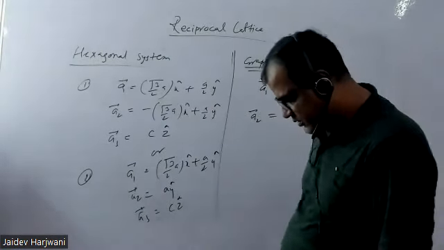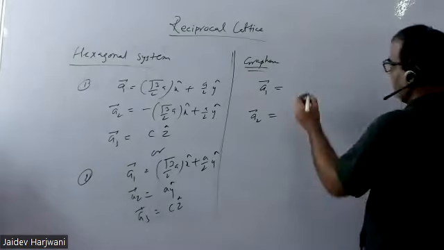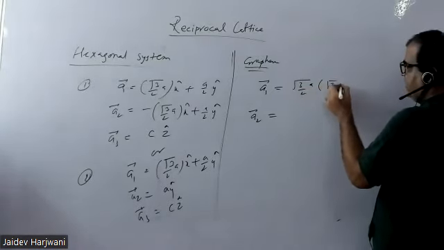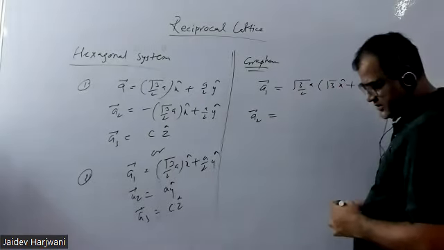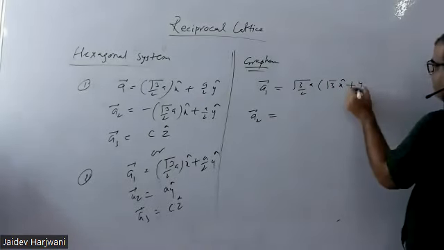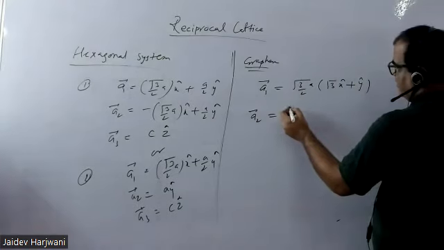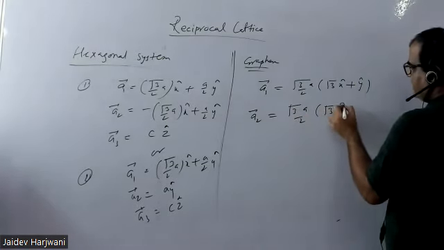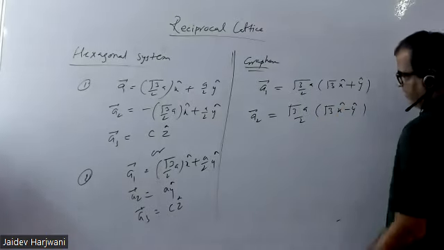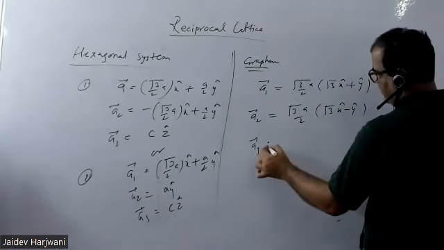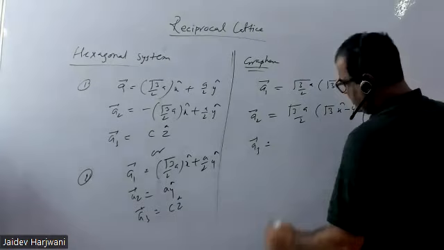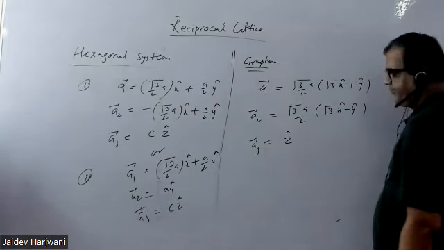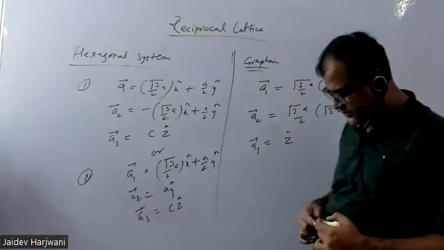So, for graphene, you can write A1 is √3 A/2 (√3 x cap plus y cap), and A2 is √3 A/2 (√3 x cap minus y cap), and for A3 you can use simply Z cap. This is for graphene.